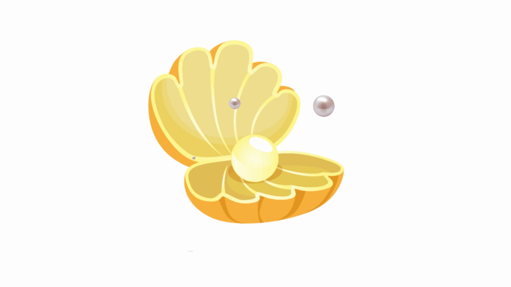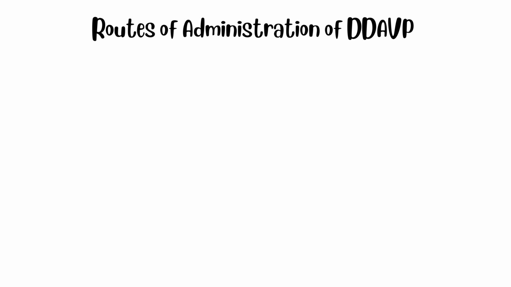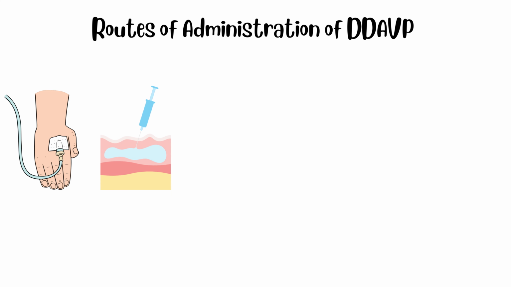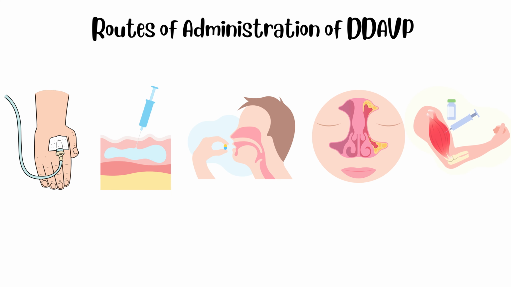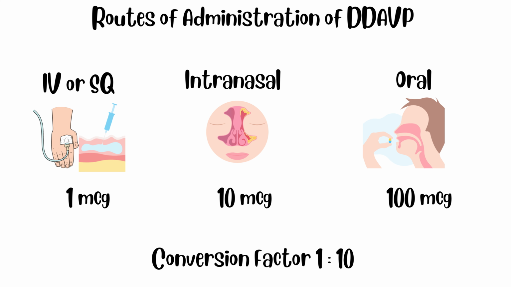Finally, we will review some essential practice pearls. Desmopressin can be administered safely through various routes, including intravenous, subcutaneous, oral, intranasal, and intramuscular routes of administration. A simple rule of thumb is to use a conversion factor of 1:10 when converting between routes of administration.